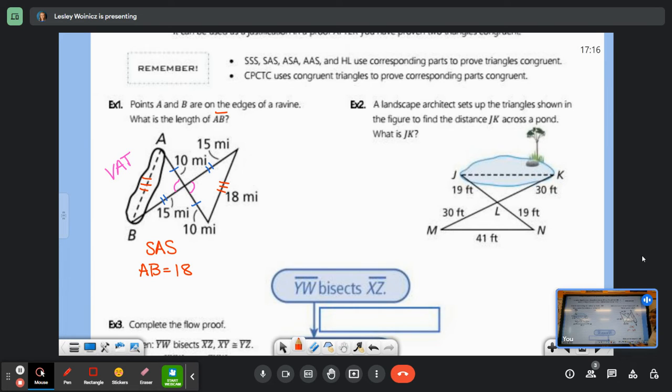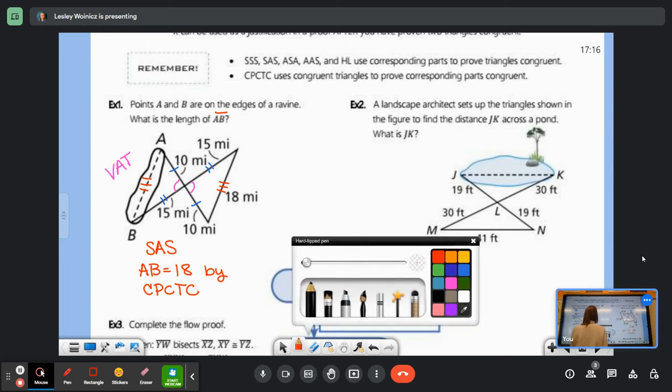So that's how we would use it. So AB is 18 by corresponding parts of congruent triangles are congruent. So it's only after we've used side, angle, side to say the triangles are congruent that we can use that. All right, let's look at another example.